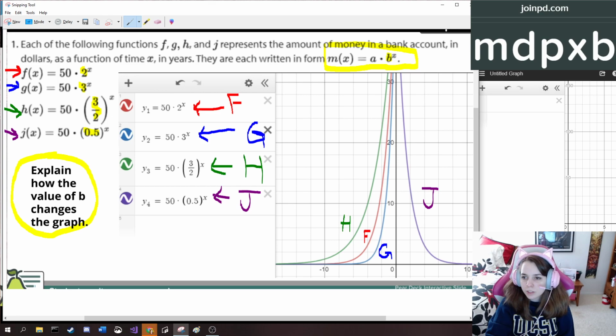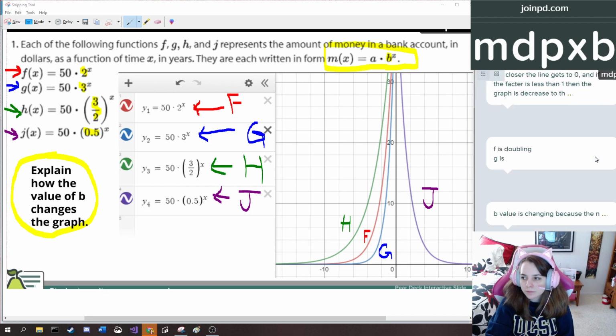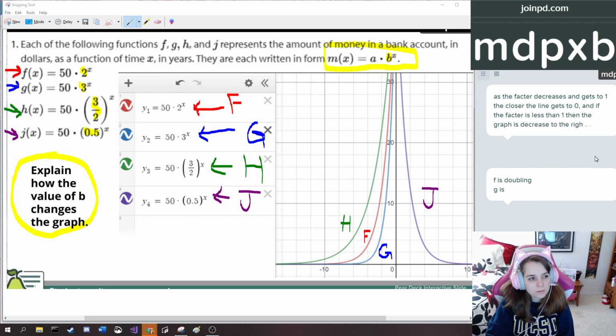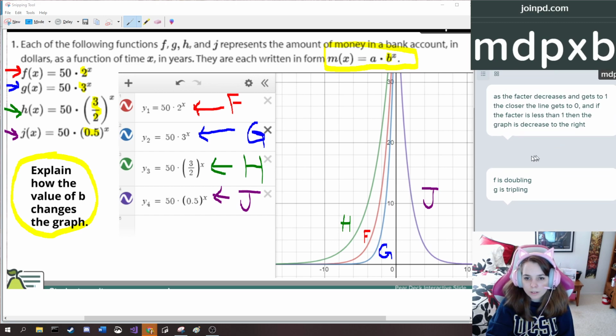All right, so I'm going to show some of our responses. Let's take a look at the one at the top here. As the factor decreases and gets to 1, the closer the line gets to 0. And if the factor is less than 1, the graph decreases to the right.